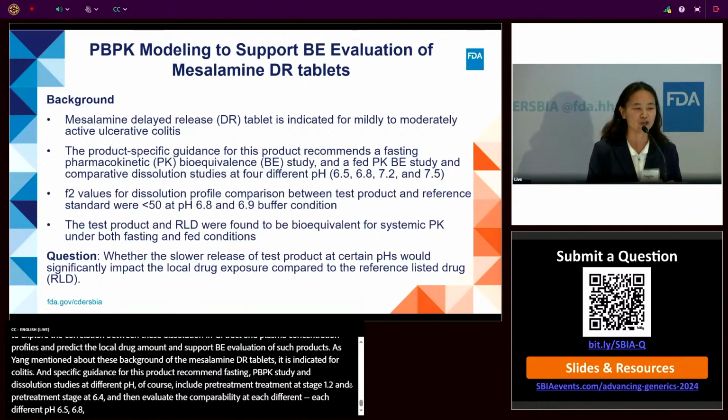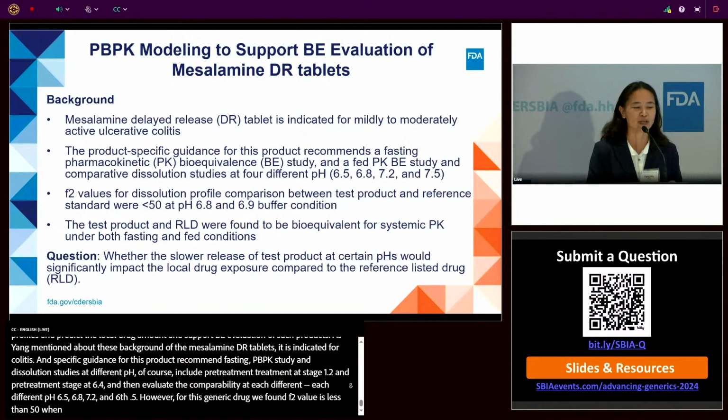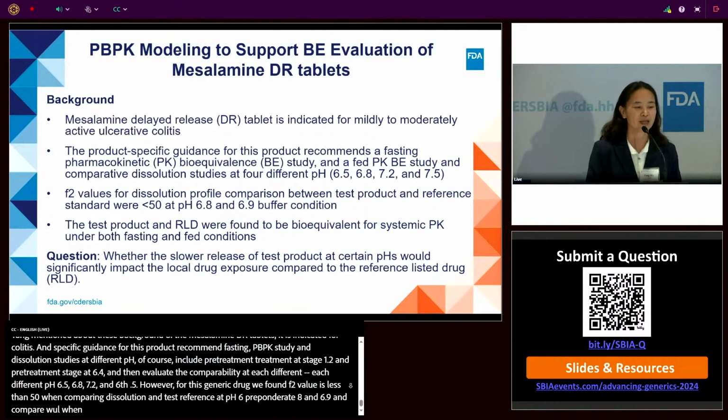However, for this generic drug product, we found the f2 values less than 50 when comparing the dissolution between test and reference at pH 6.8 and 6.9. However, it's more than 50, comparable, when the dissolution is over pH 7. But the test product and RLD were found to be bioequivalent for systemic PK under both fasting and fed conditions. Here comes the question: whether the slower release of the test product at a certain pH would significantly impact the local drug exposure compared to RLD.